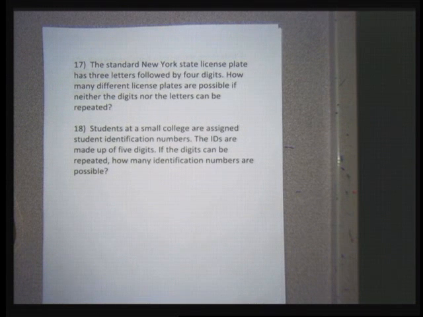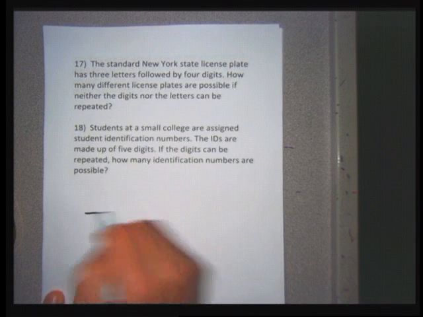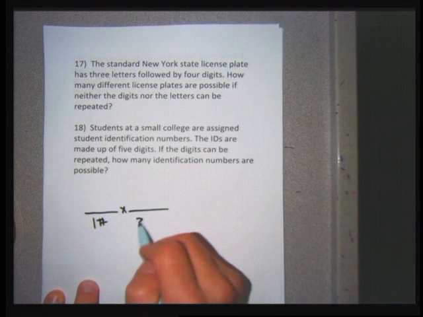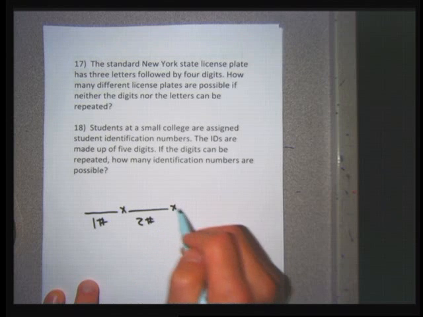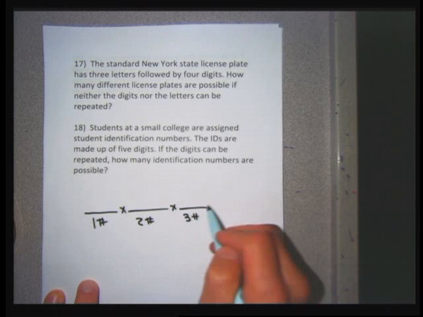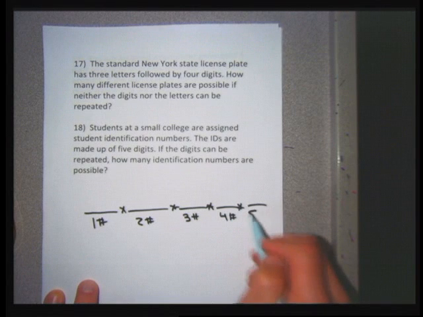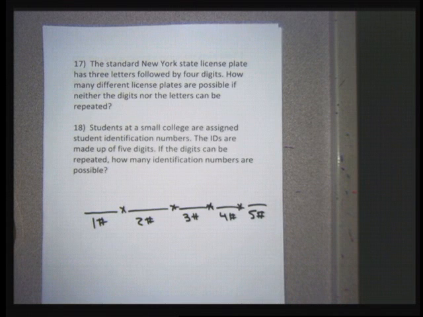The IDs are made up of 5 digits. The digits can be repeated. So we're going to get your first number in your ID all the way to your 5th number, and they need to go in order. If you scramble the order, you get a different number. At this small college, and I think at GCC, we have 5-digit numbers, but they all start with a 3. So that makes this a little bit different. So you could have 111111 for your ID, or 98765 for your ID.